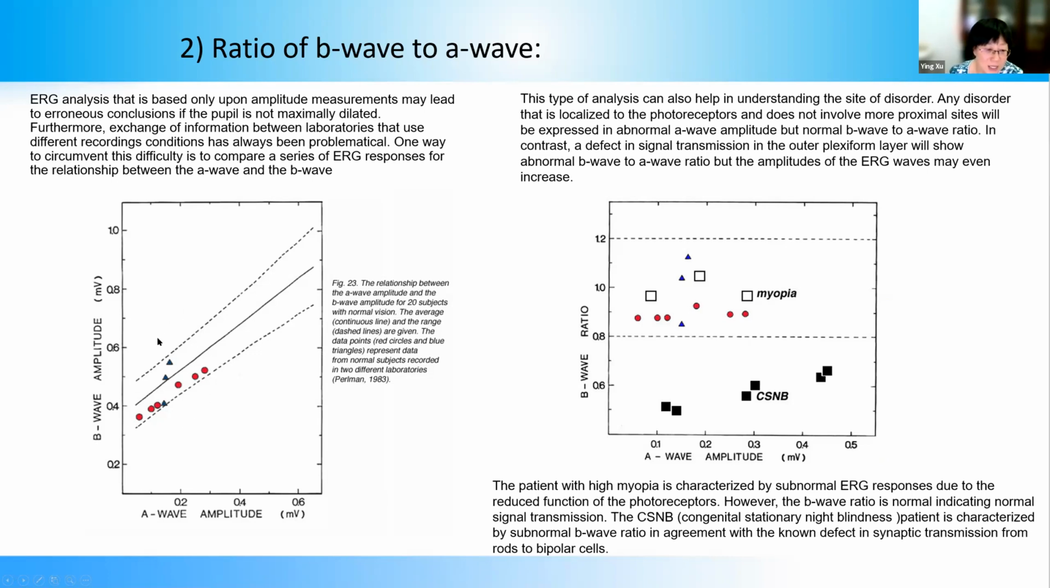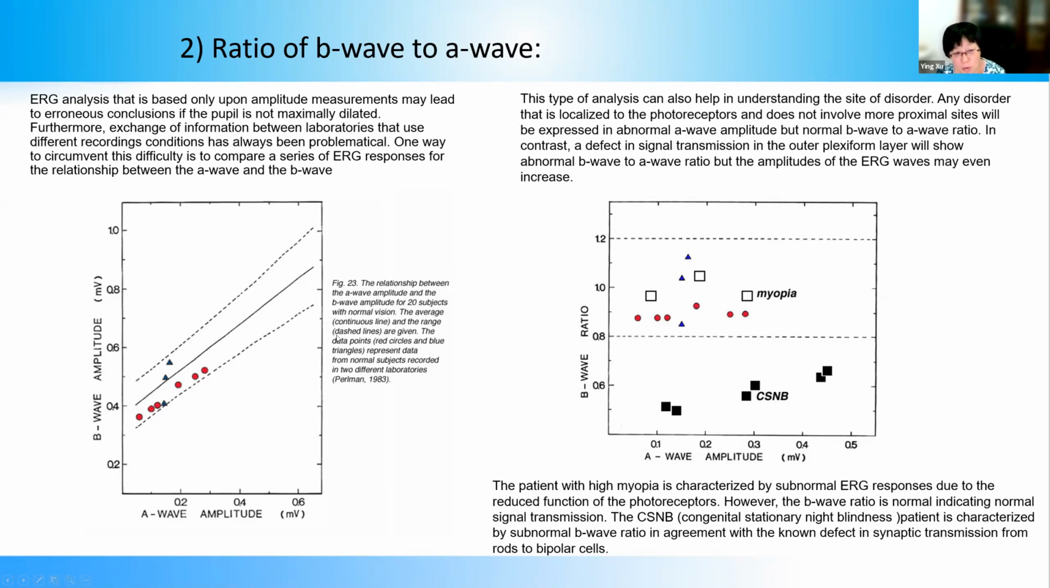And you can see that though the absolute value for the B wave is different, when they calculate the B to A wave ratio or the slope, the values are actually very similar across labs. But at this step, why do we need to calculate this? Besides comparing data across labs, there's another important thing.